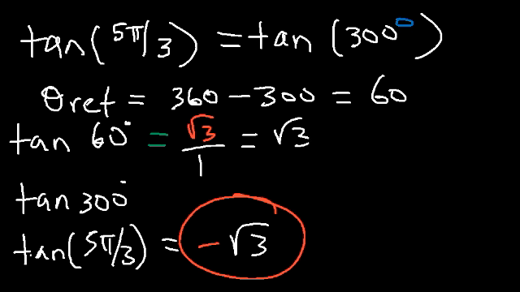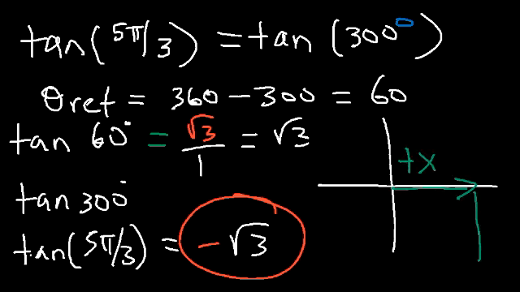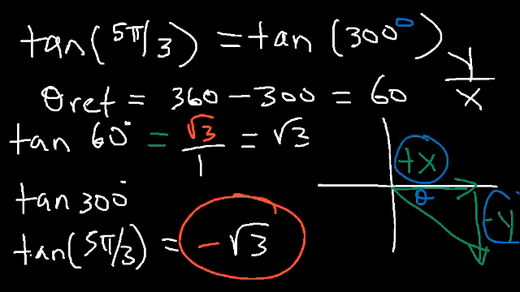So here's another way you can check the answer. In quadrant 4, x is positive and y is negative. Now tangent is y over x. So if you have a negative number divided by a positive number, the overall result is negative. So tangent in quadrant 4 is negative.